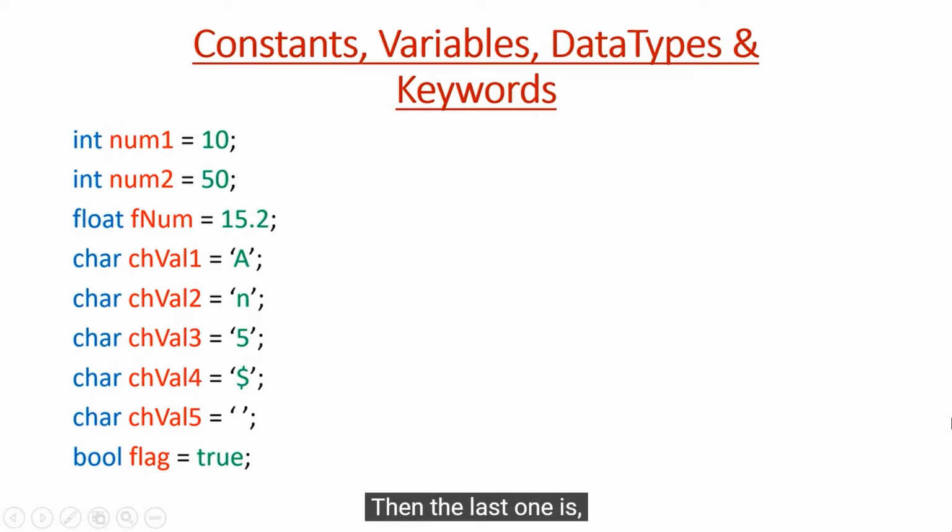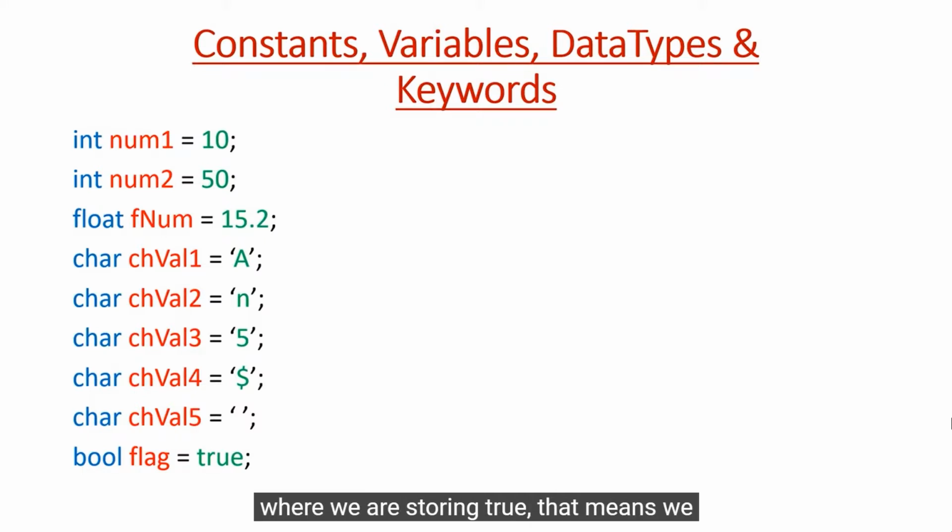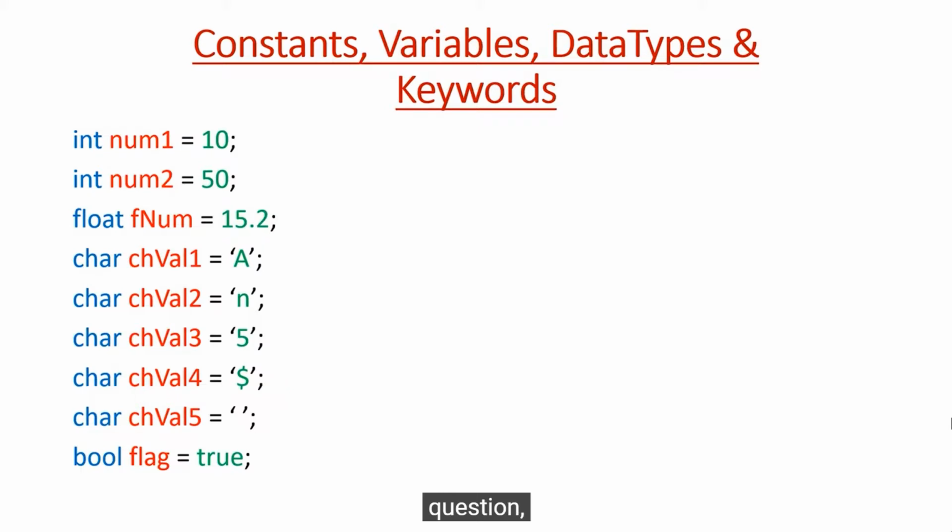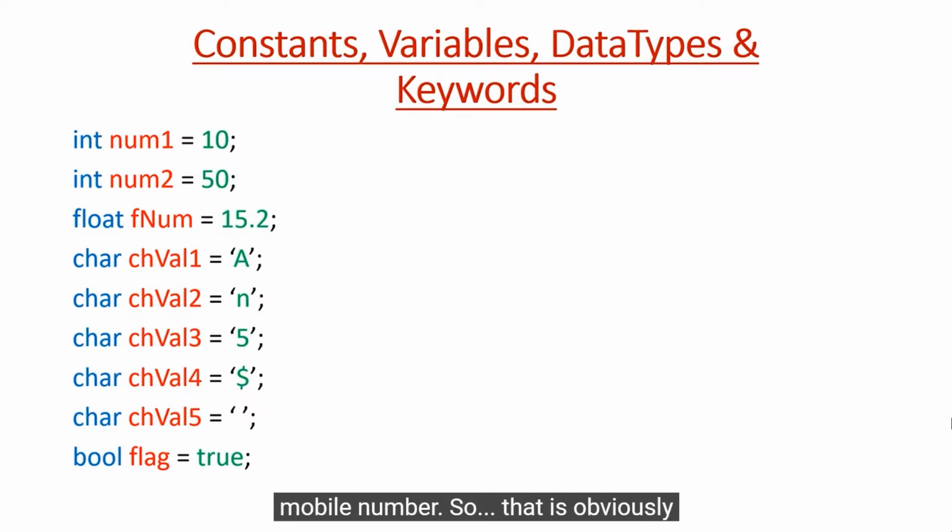Then the last one is bool flag equal true. So bool is a keyword which is actually boolean type, and flag is a variable where we are storing true. That means we are storing 1, and false means 0. Now if I ask you a question, what's the data type of your mobile number? There is no point in mobile number, so that is obviously an integer data. If I ask you what's the data type of your mobile balance, so mobile balance has point, so obviously that will be floating point or double.